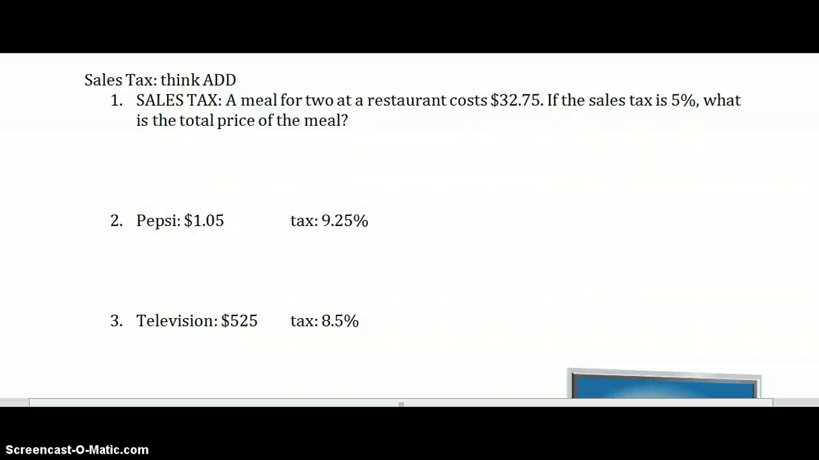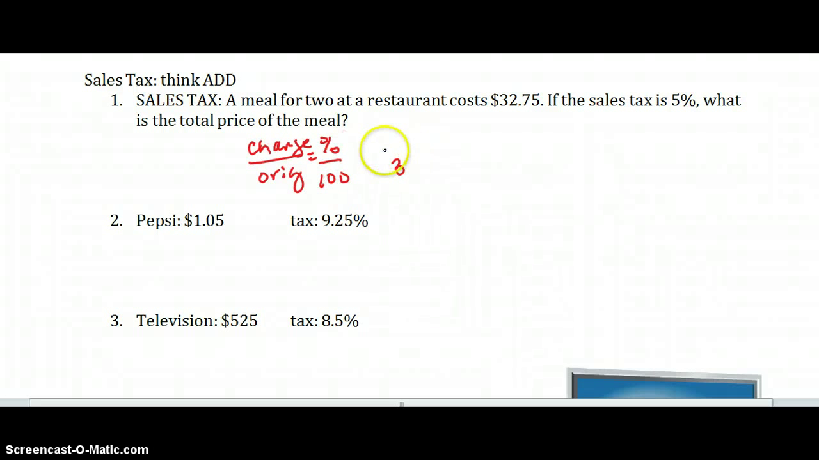Did you pause the video and come back to me? I hope so. Alright, sales tax. Think add. A meal for two at a restaurant costs $32.75. If the sales tax is 5%, what's going to be the total price of the meal? So our original, remember it's change to original. I have to kind of keep that in my head. It's going to be percent over 100.